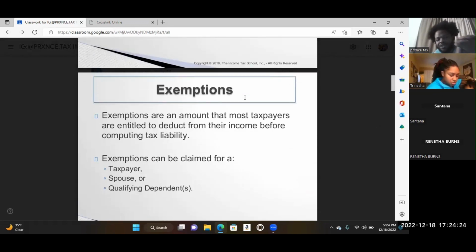All right, exemptions. Exemptions are an amount that most taxpayers are entitled to deduct from their income before computing taxable liability. Exemptions can be claimed for a taxpayer, spouse, or qualifying dependent. So exemptions is what we know better as on the W-4 form when we're filling it out with our employer and we're telling them, hey, we got this many people that we take care of, like I was just discussing. So my exemptions would have been 9 if I got 9 people in my home. That's 9 individuals that I'm caring for. So I will most likely go tax exempt for the year because I need all my money. You know what I'm saying?